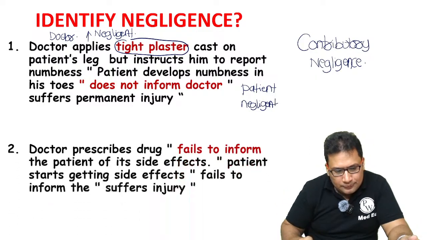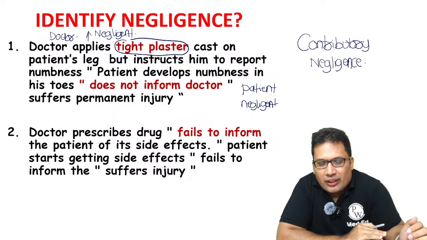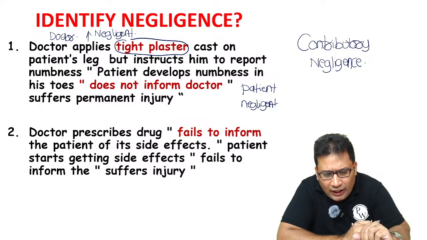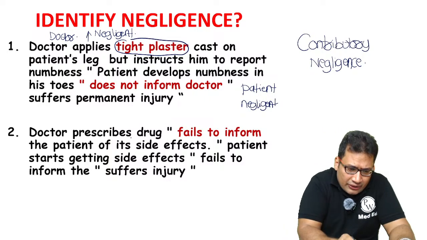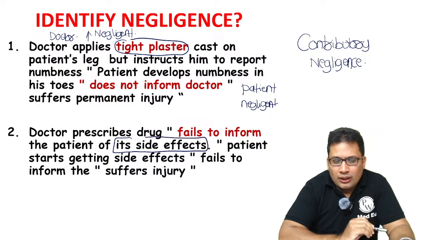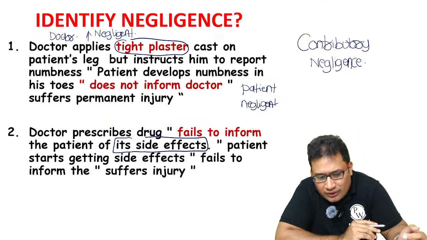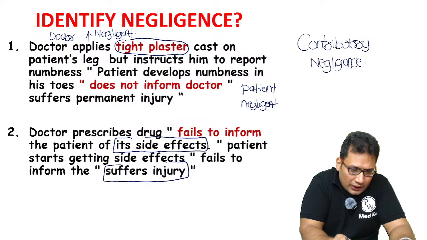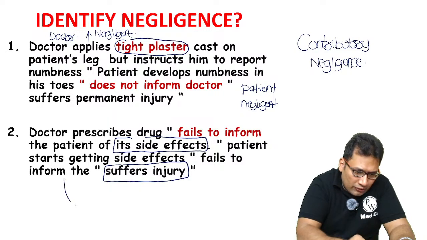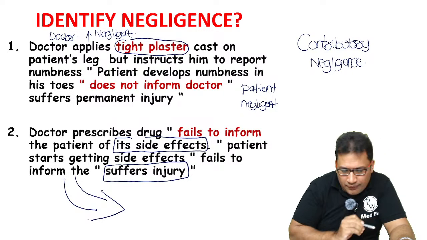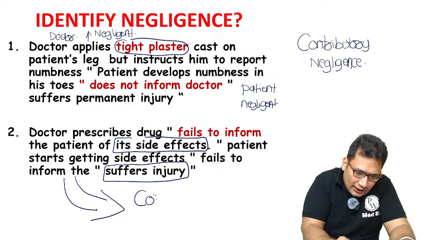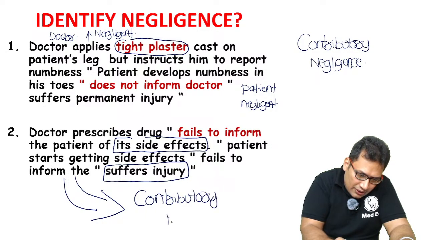One more example. Doctor prescribes a particular drug, maybe an antibiotic or paracetamol, any drug, and fails to inform the patient of its side effects. The patient starts getting some side effects, fails to inform the doctor, and suffers injury. So what type of negligence is this? This is again contributory negligence.